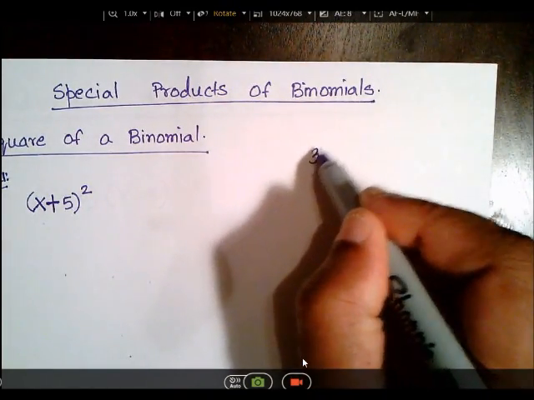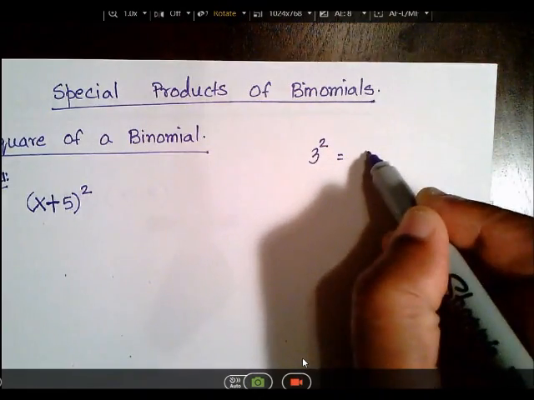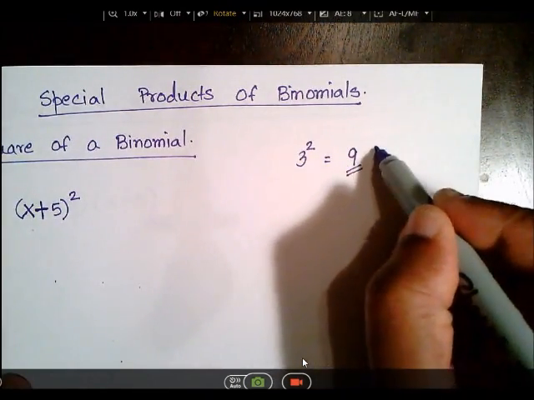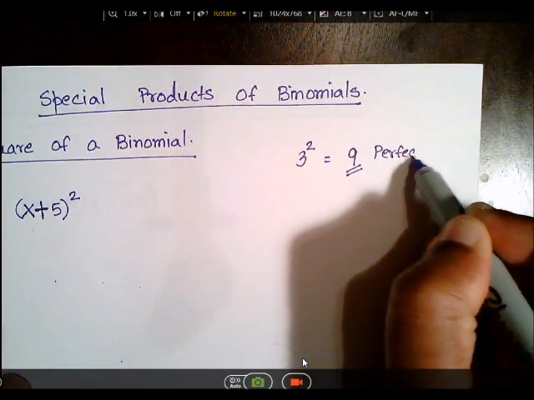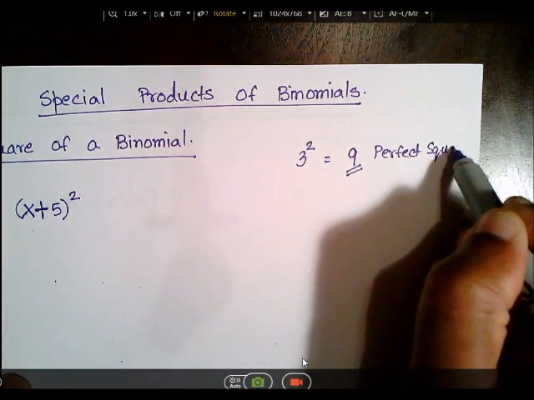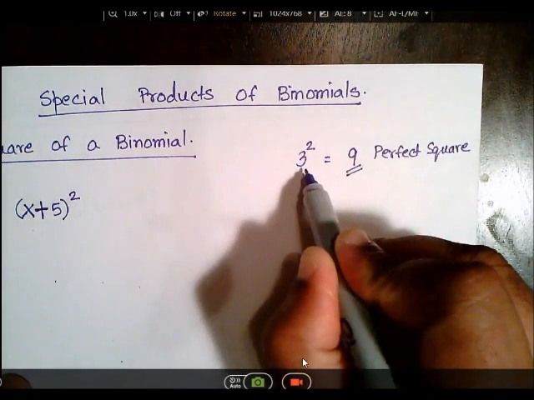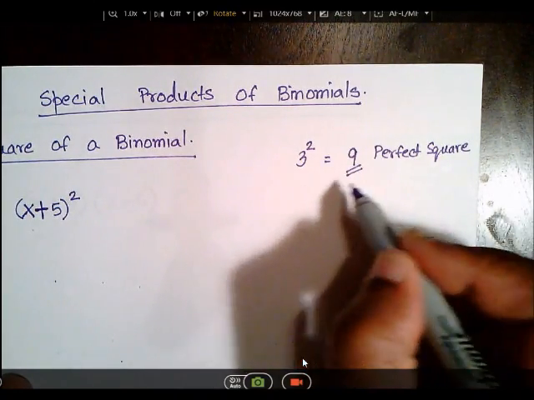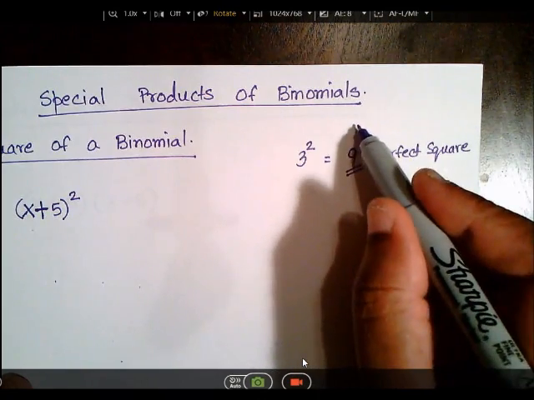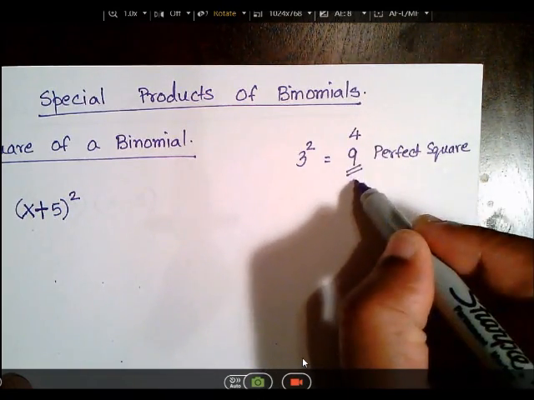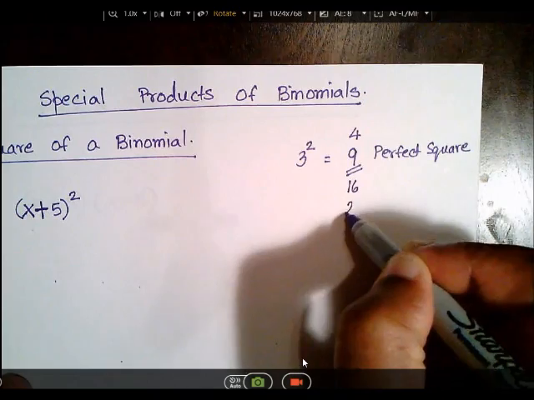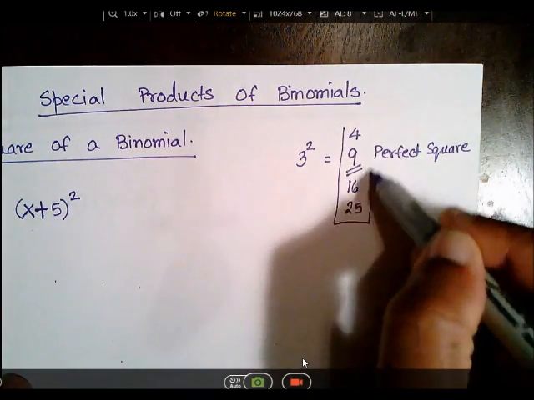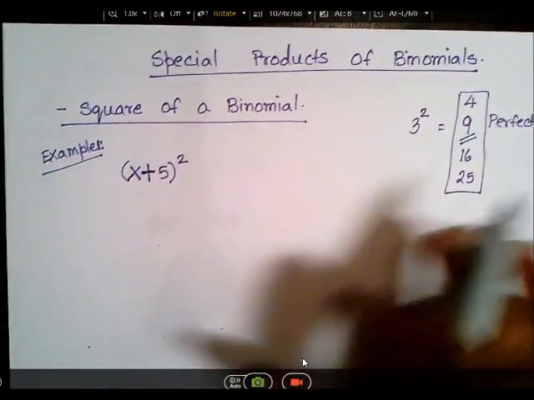Say I have 3 squared. You know 3 squared is 9, right? So 9, I call it a perfect square. It's a perfect square because this is a number that I got by squaring a whole number, right? This is a perfect square. Similarly, there are a lot of other perfect squares, like 4 is a perfect square, 16 is a perfect square, 25 is a perfect square. So whenever I square a whole number, I'm getting a perfect square, right?